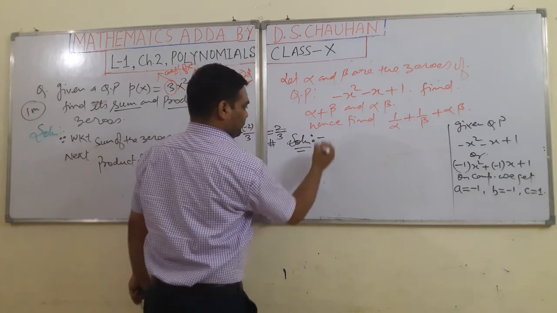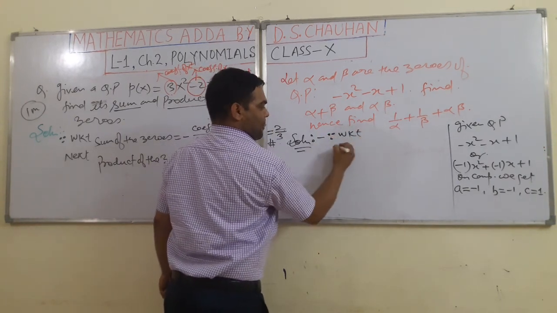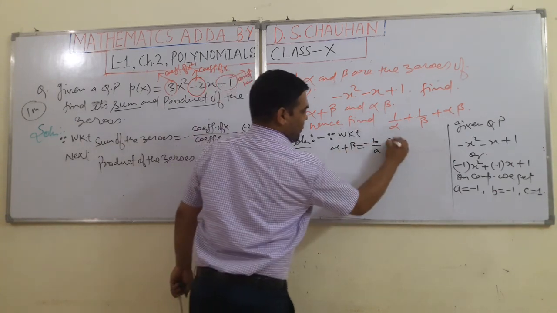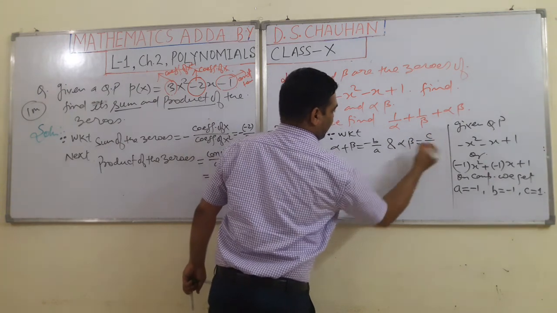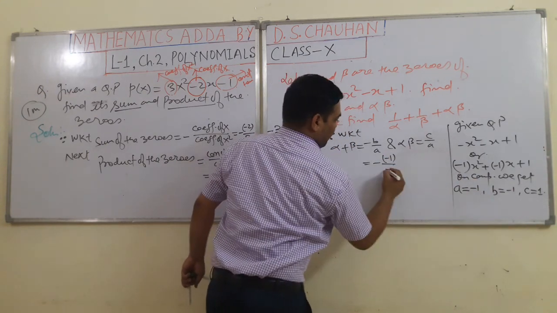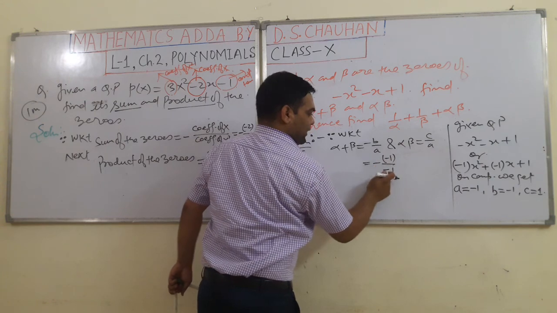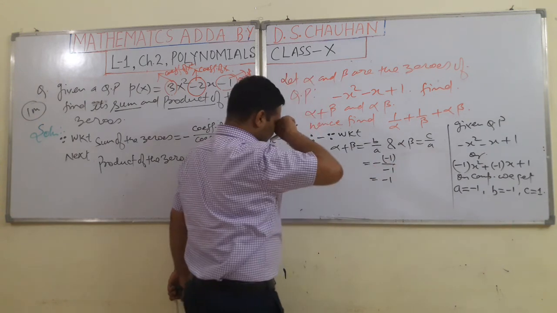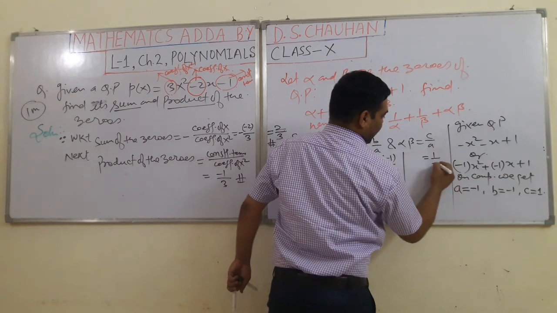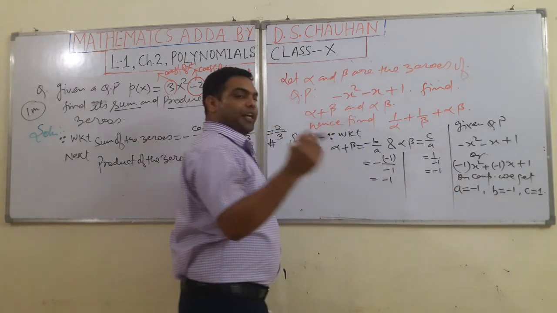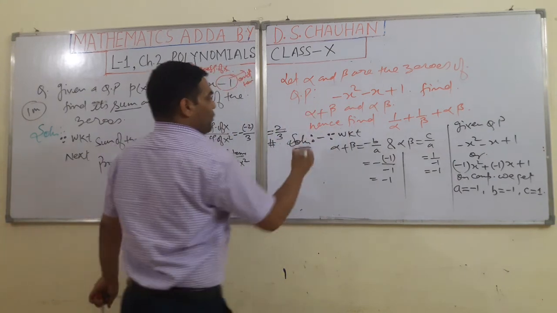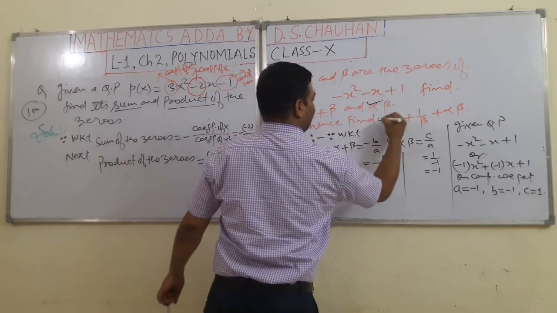So now, since we know that alpha plus beta is minus b upon a, and alpha beta is c upon a, put the respective values. Minus b is here minus of minus 1, a is minus 1. So minus minus is plus, plus upon minus gives minus, so you will get minus 1. And alpha beta is c upon a, c is 1 and a is minus 1. Finally you will get minus 1. Here you are looking both the values alpha plus beta and alpha beta are the same. So in this way we have got this and this. Now we have to find out this.